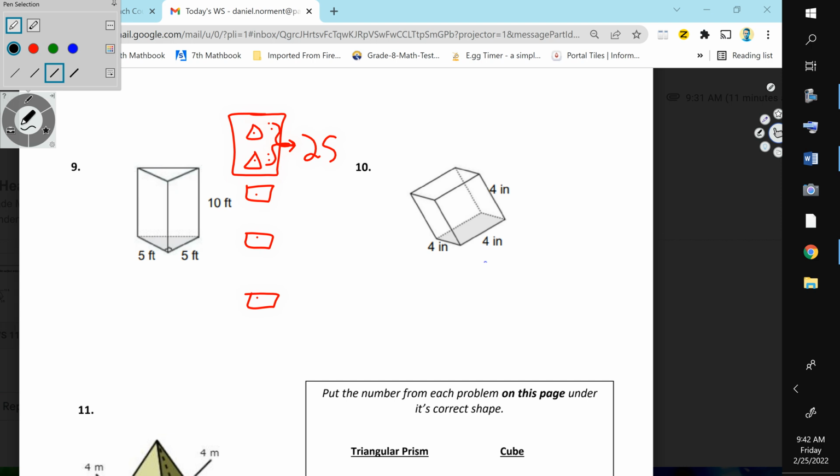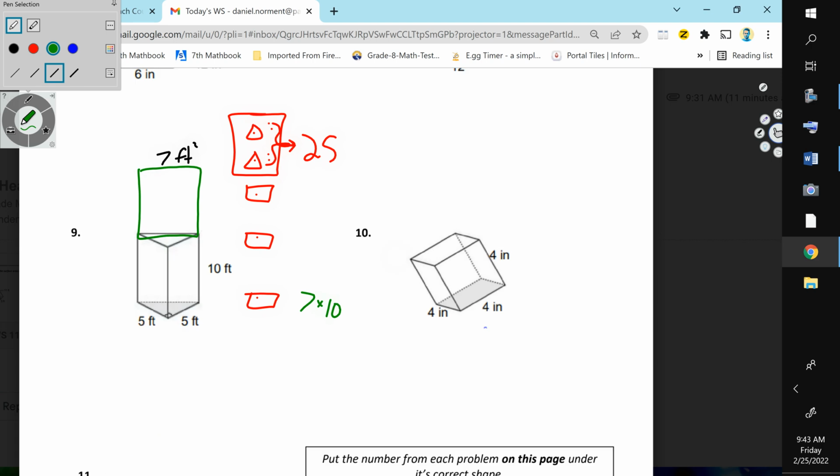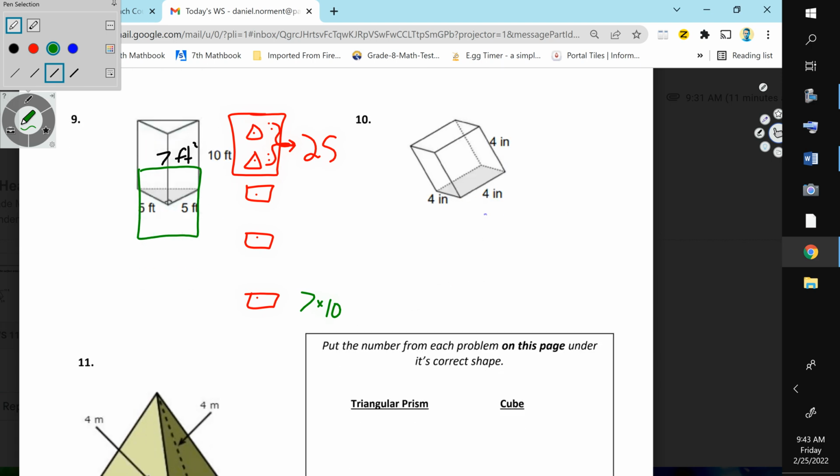Let's make it 7. It's going to be really close to 7. And you'll learn the Pythagorean theorem next year to see why that's 7. It's actually really tough, surprisingly. All right, so then you've got your back triangle. This one, the back, is going to be 7 by 10. Okay? Cube, I'm not going to give you any help with. You should be fine on that.